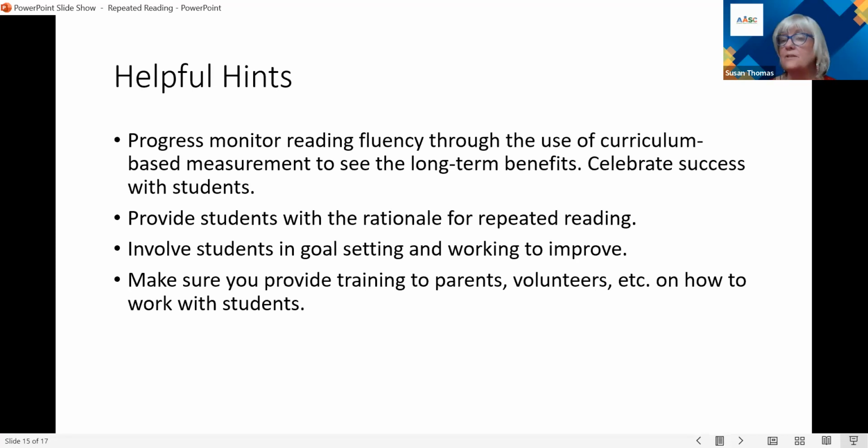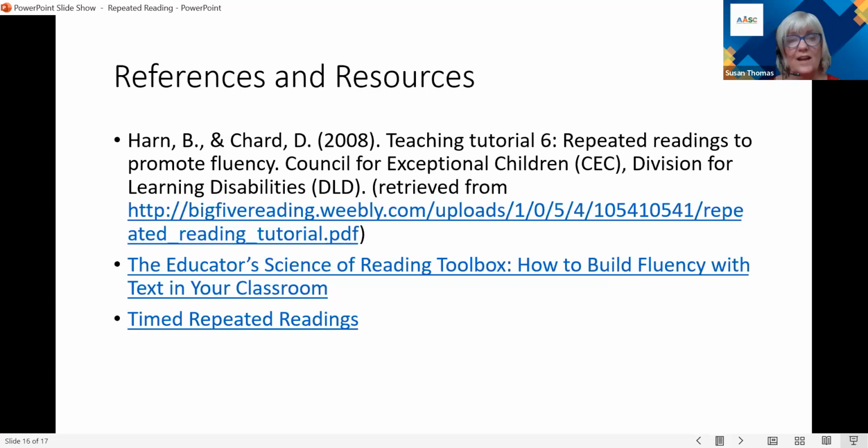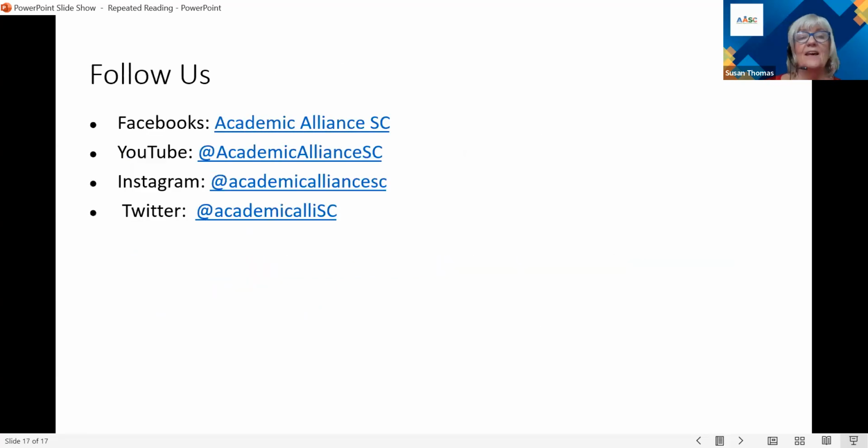One of the things you'll notice in all the resources is that there's some things that you could just use with parents to help them with repeated reading. So I hope those hints help you a little bit as you get started with this strategy. Here's some references and resources for you. This one here, the Educator Science of Reading Toolbox, is from our National Center for Literacy, and it's a great piece for you on helping to implement this.